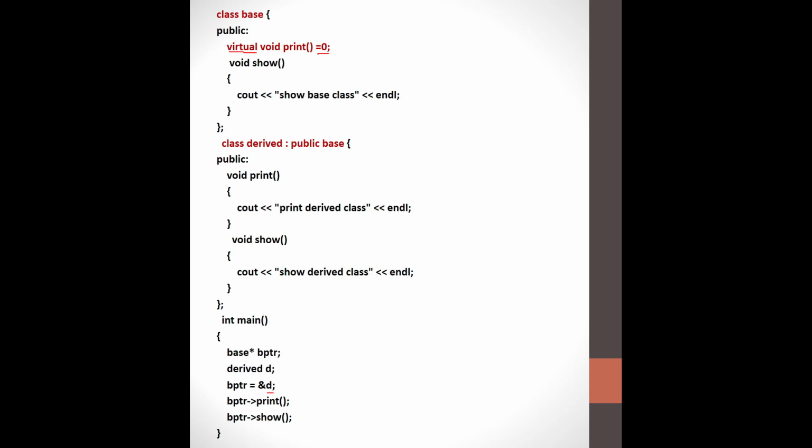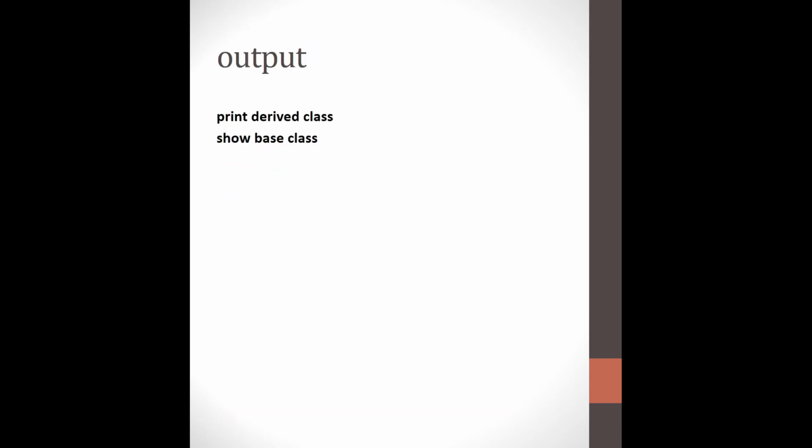Now you have BPTR show. Again, it will see where it is pointing to, it is pointing to the base class. So it will automatically go to the show function of the base class. And you don't have any keyword over here, so your output would be show base class. So your output is print derived class and show base class.